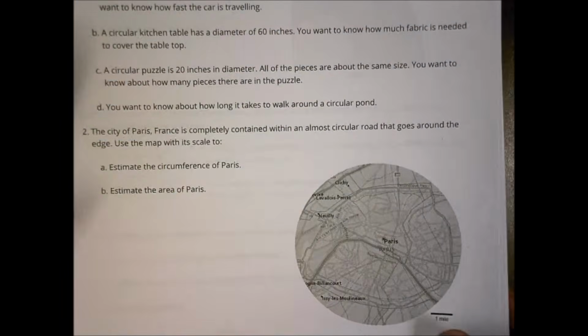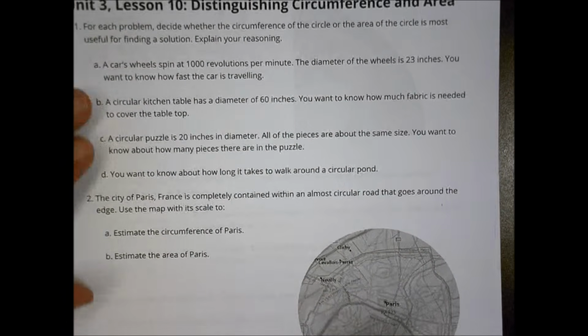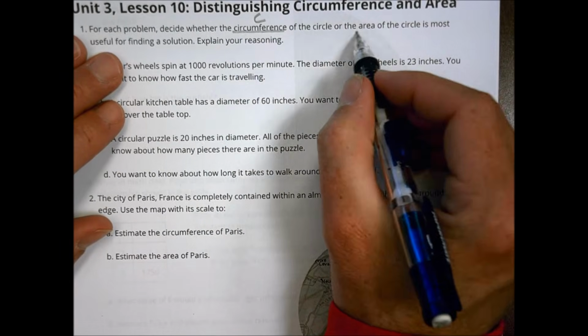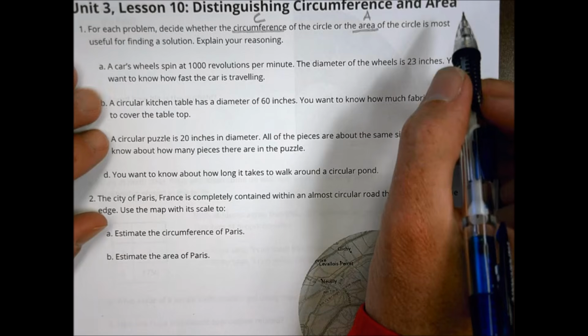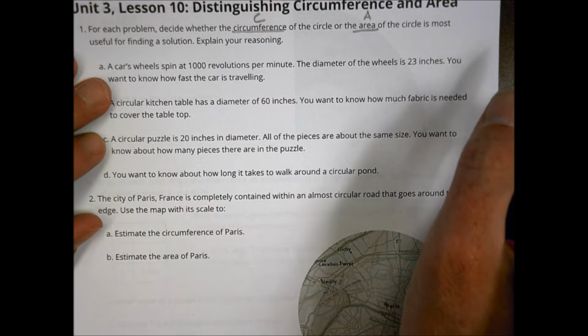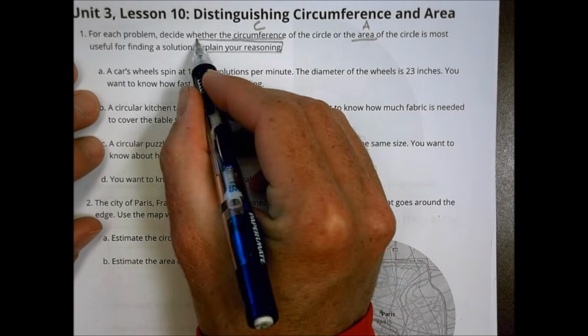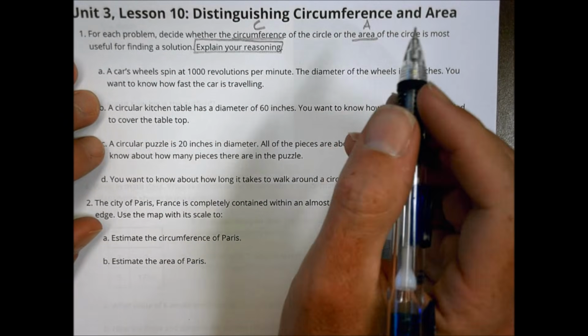Alright, for each problem, you need to decide whether you're going to use circumference, I'm going to call that C, or area of the circle is the most useful for finding a solution, and explain your reasoning. I'm not going to do the explaining reasoning. You need to write out your own written explanation for that, okay?